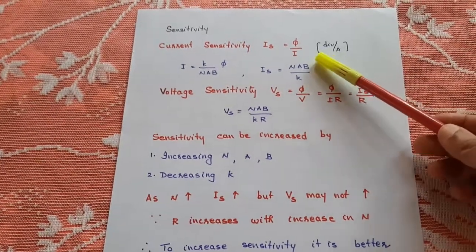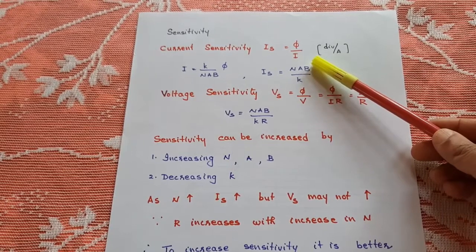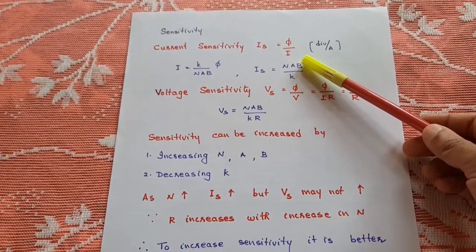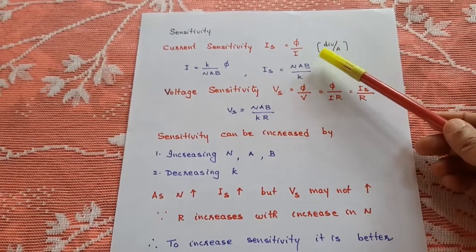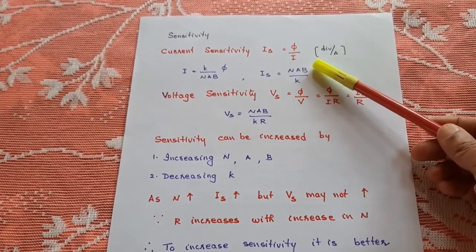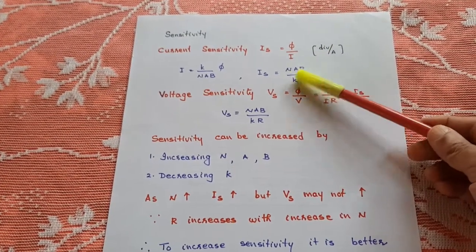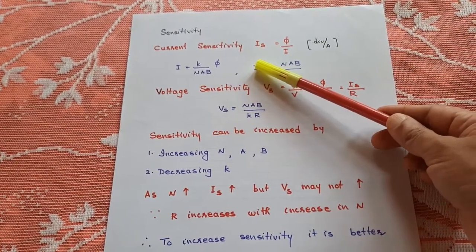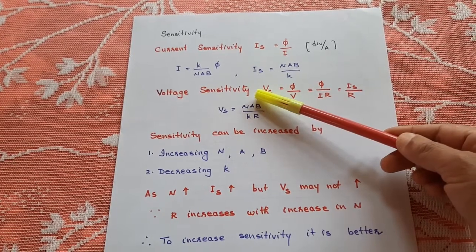A galvanometer is highly sensitive. That is, it shows full-scale deflection even for a small current or for a small voltage. So sensitivity can be measured in terms of current sensitivity and voltage sensitivity.